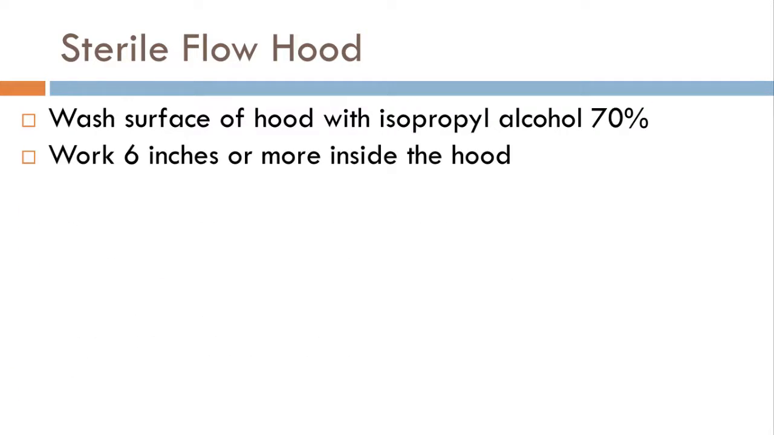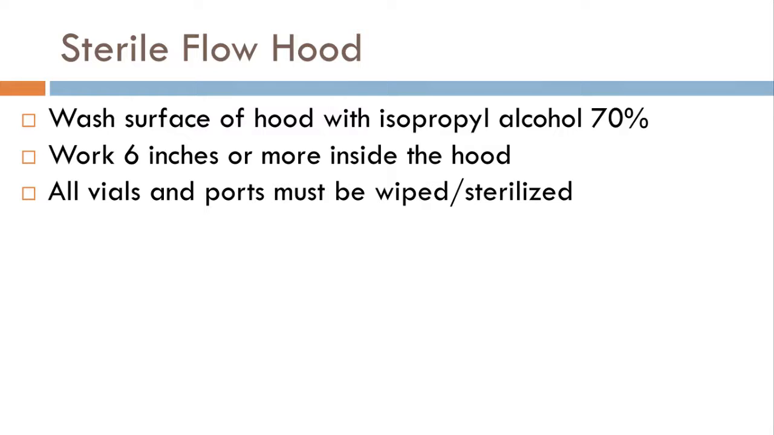You'll want to work 6 inches inside the hood. Many hoods will have a red line 6 inches in. So your vials, your hands, every bit of your work will be within 6 inches of this hood. All vials and ports must be sterilized and wiped. So you'll have alcohol prep pads, and you'll have alcohol in a spray bottle. Don't necessarily just spray the tops of the vials. You want to actually wipe it away. That does get more bacteria killed.